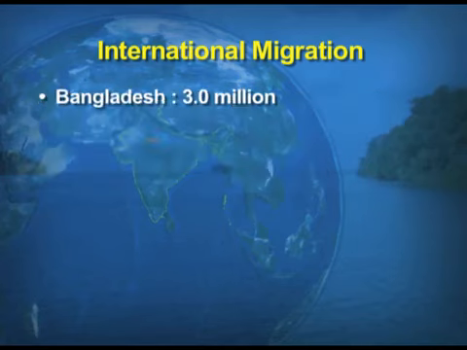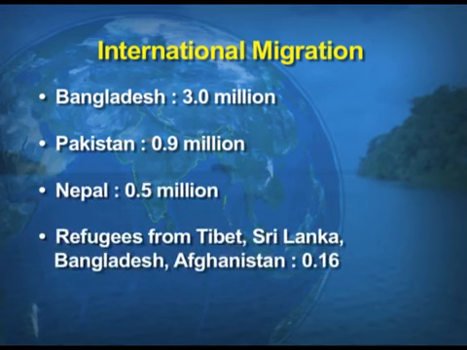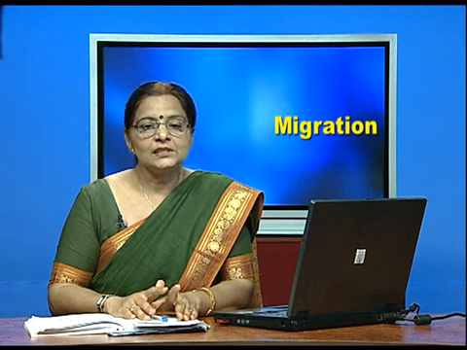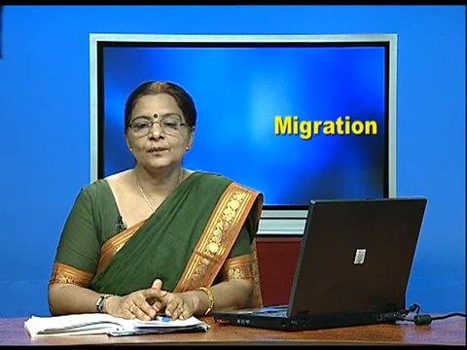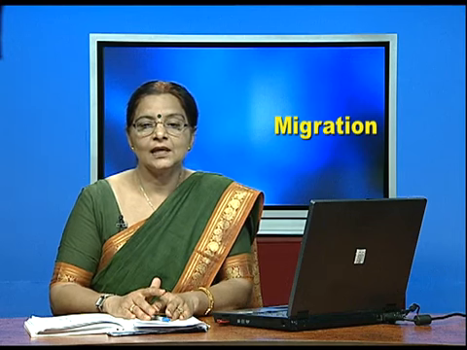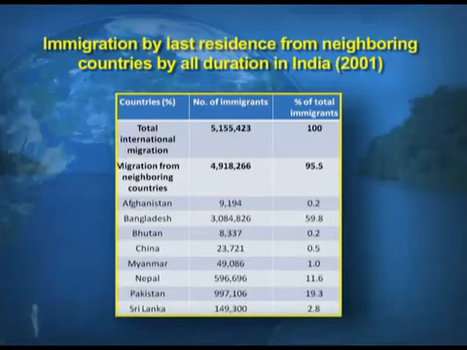Those neighboring countries are Bangladesh, from where around 3 million population migrated. Second neighboring country Pakistan, from where 0.9 million population migrated. In comparison, the neighboring country Nepal, from where 0.5 million population migrated. And the refugees also came from different parts, that is from the Tibet area, from Sri Lanka, and even refugees from Bangladesh and Afghanistan, accounting for 0.16 million of the migrants.